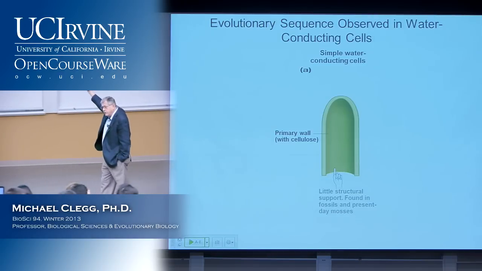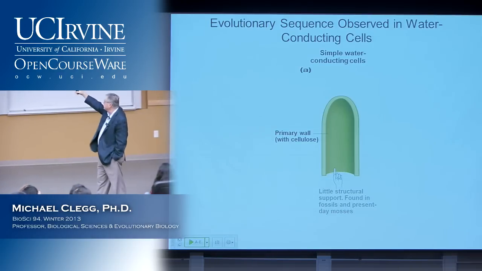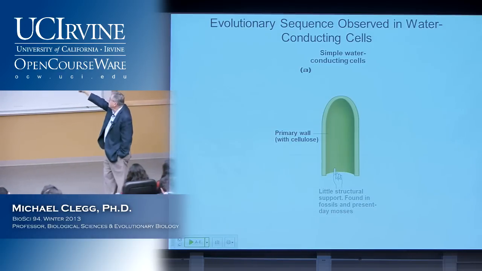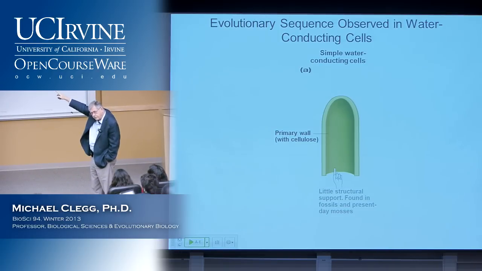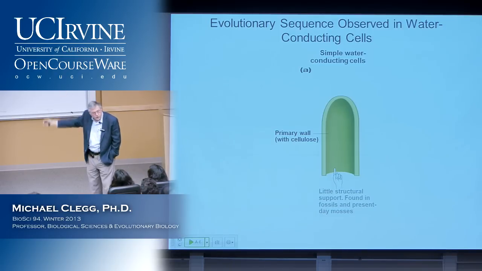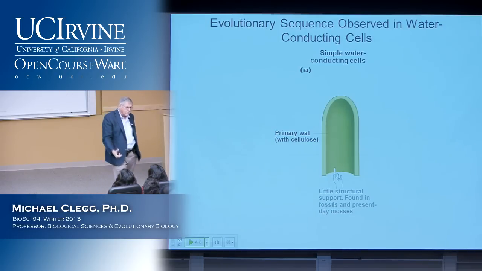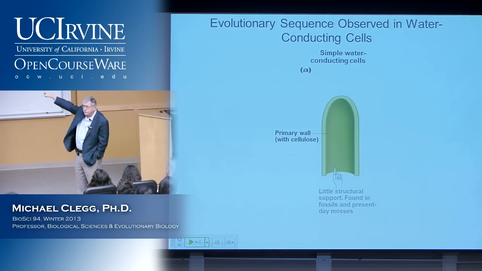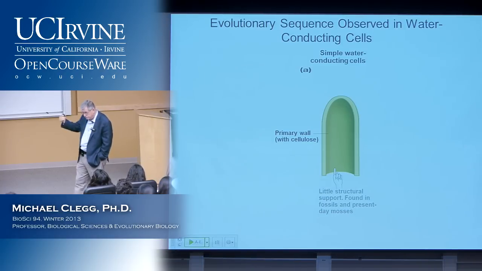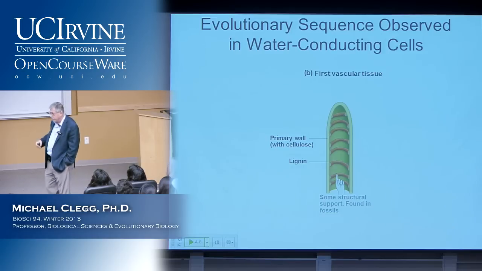The most primitive forms of vascular tissue are what are called simple conducting cells. These are not living. They were living, they developed, but then the cytoplasm was lost, and they become a channel for the transmittance of water. They, however, provide little structural support. The primary cell wall is cellulose, which doesn't provide a lot of structural support.